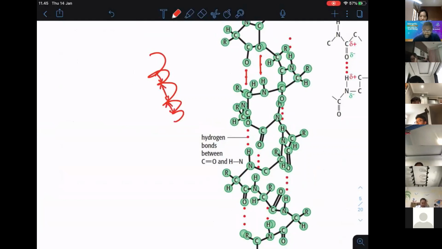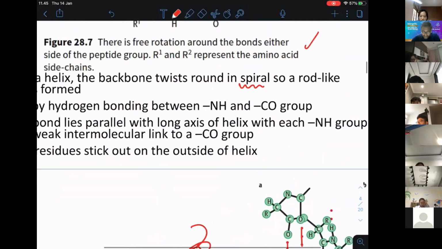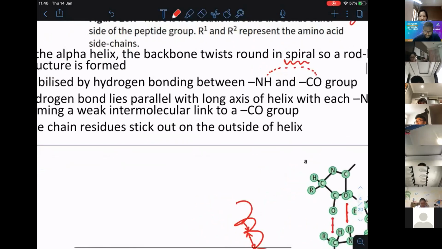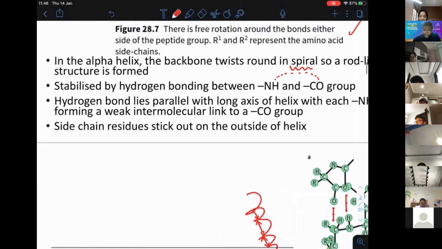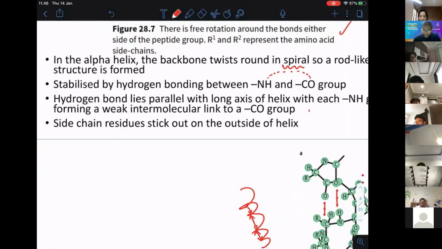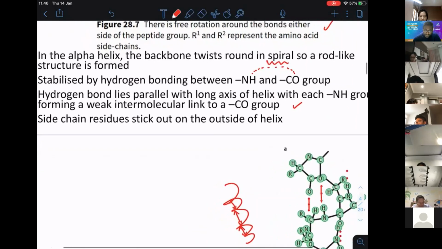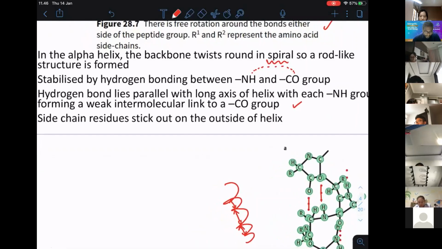So hydrogen bonding is between what and what? NH and then CO group. To be exact, hydrogen bonding is formed between this hydrogen and this O. So hydrogen and O. The hydrogen bond lies parallel with the long axis of the helix, and then it's going to form a weak intermolecular link to the CO group.